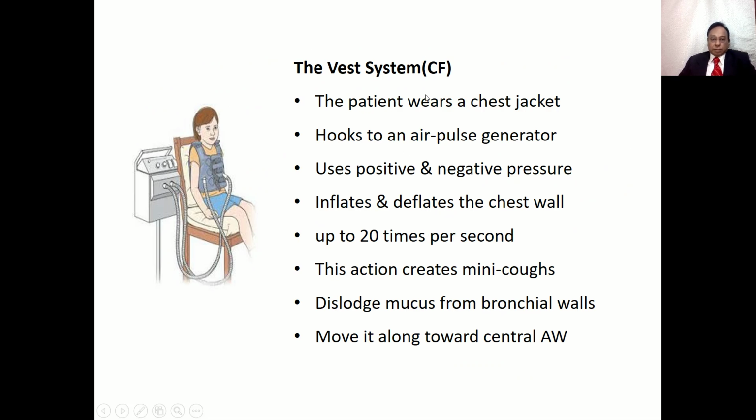The vest is a very costly one. I want to just touch upon cystic fibrosis bronchiectasis. You can purchase the vest, a mechanical device, and the patient should wear a jacket, something like that, hooked to a pulse generator. It produces both positive and negative pressure, and in that way it inflates and deflates the vest up to 20 times per second, and this causes effective dislodgement of mucus from the bronchial walls. It is very costly, and probably cystic fibrosis centers advise this, not for regular non-CF bronchiectasis. It can be used only in cystic fibrosis related bronchiectasis.